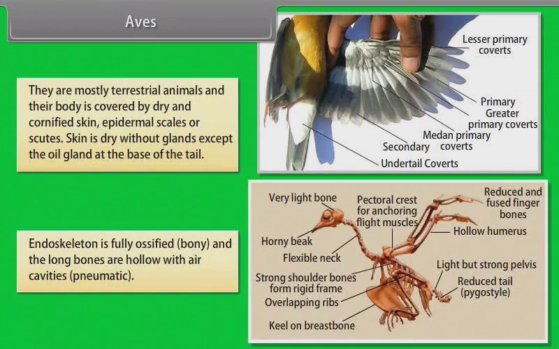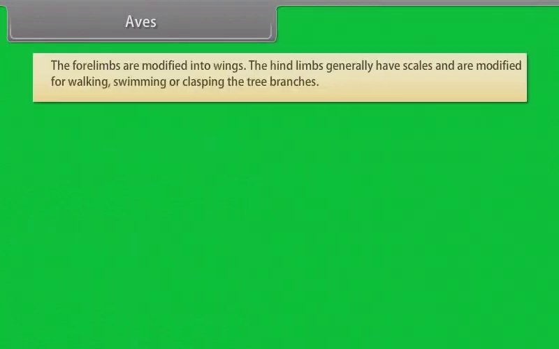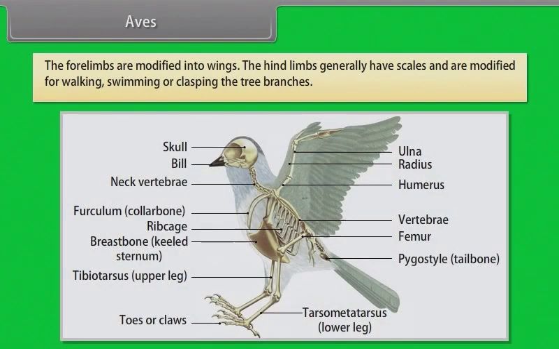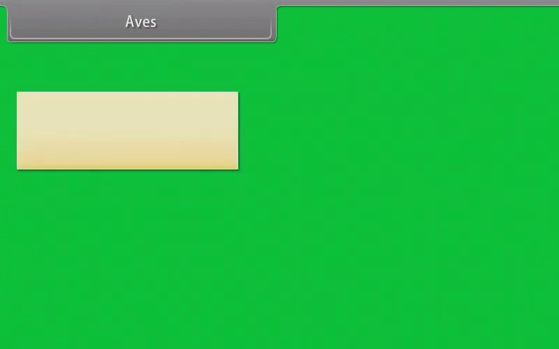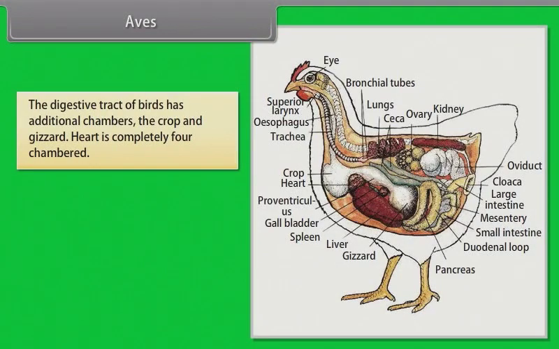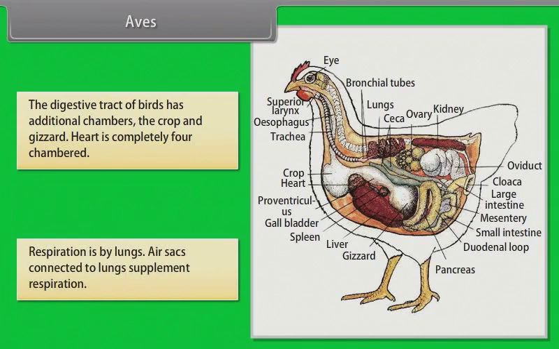The endoskeleton is fully ossified, that is bony, and the long bones are hollow with air cavities, called pneumatic bones. The forelimbs are modified into wings. The hind limbs generally have scales and are modified for walking, swimming, or clasping tree branches. The digestive tract of birds has additional chambers, the crop and gizzard. The heart is completely four-chambered. Respiration is by lungs. Air sacs connected to the lungs supplement respiration.